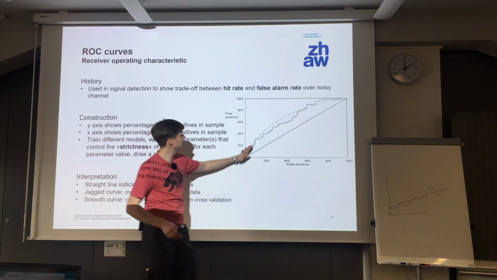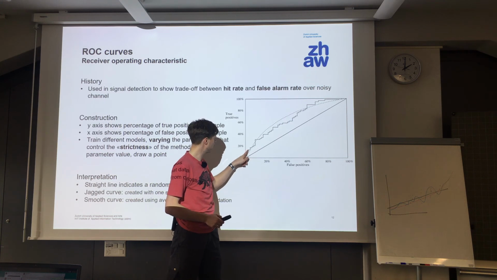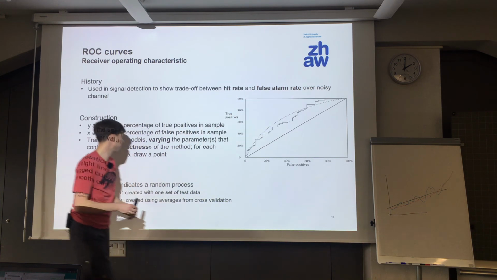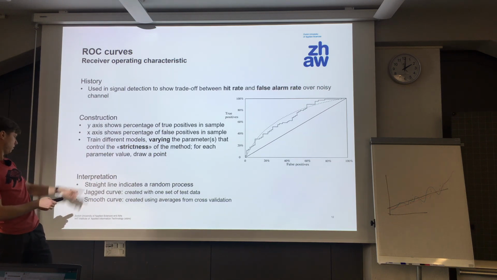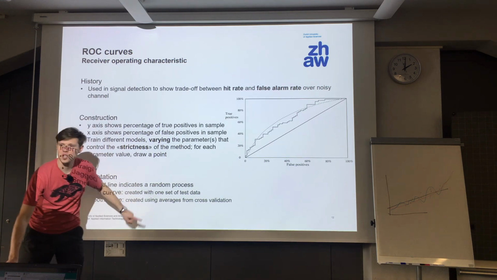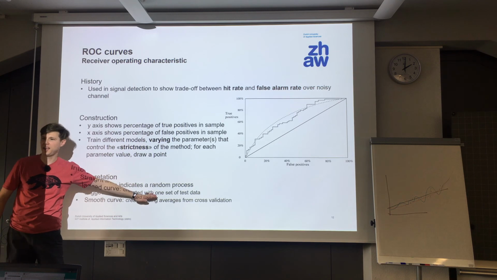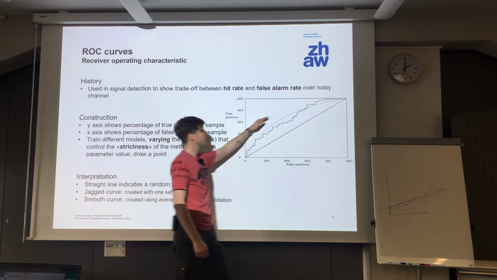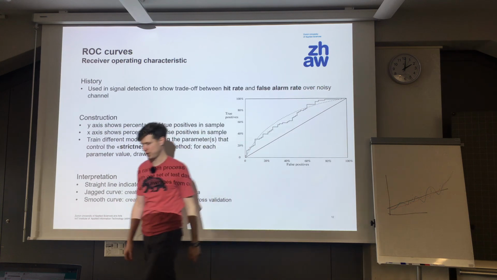Actually, by the way it looks like, if it is a jagged curve like that with rectangular steps in it, this basically means that you just had one set of test data, and you always test it on the same set. If the curve is very smooth, it shows that people applied cross-validation.